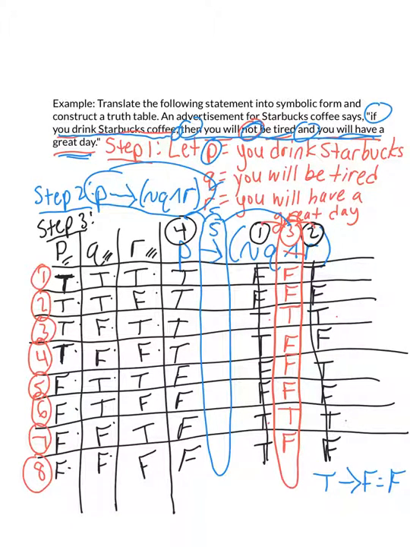Immediately, row 1, I got a T on the left of the arrow and an F on the right, so that's false. Row 2 again, T on the left, F on the right for another false. Line 3 is okay, but line 4, T on the left, F on the right, which is another false. All the remaining scenarios with the if-then conditional are true. My final answers are in blue.